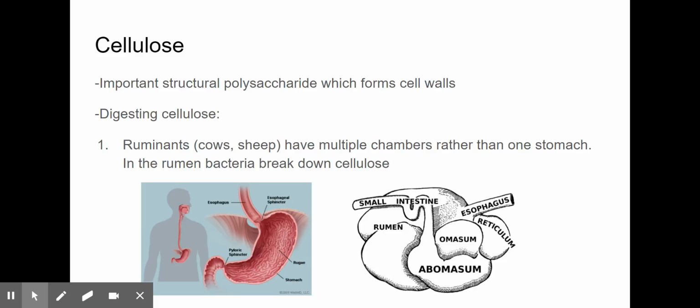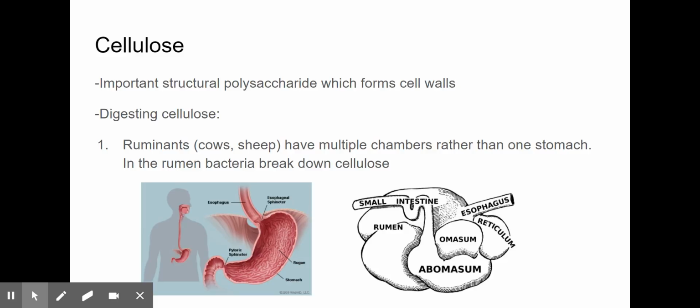Oh. Cellulose. So this is the one that's not a storage one. This is a structural one, right? It's really important. It forms cell walls. We saw that little thing that I showed you earlier. We can't digest cellulose, but some animals can.